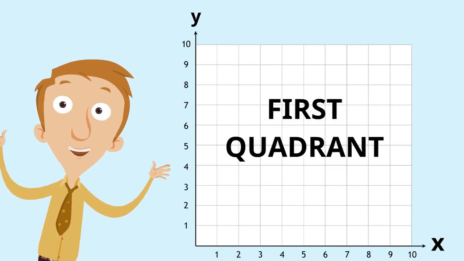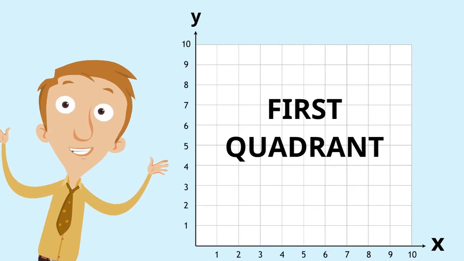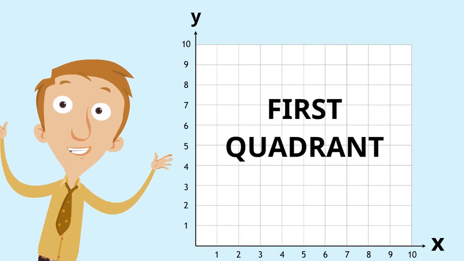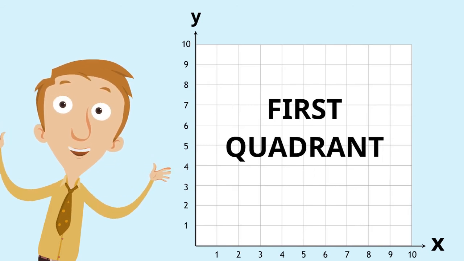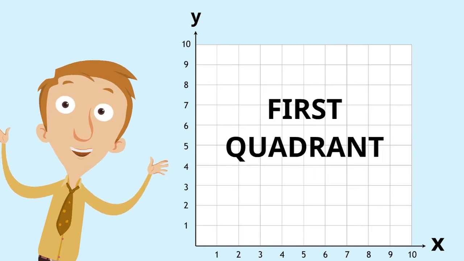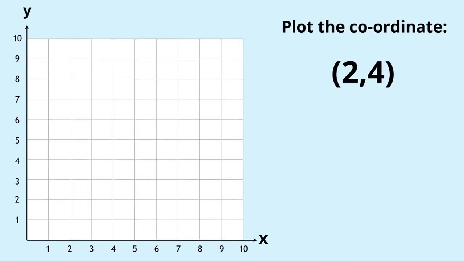Well, this is the first quadrant. And we label the axes like this: x on the horizontal line and y on the vertical line. Now let's see if you remember how to plot coordinates onto the first quadrant. This coordinate here, (2, 4). Are you able to plot that on this grid? Pause the video and give it a try.